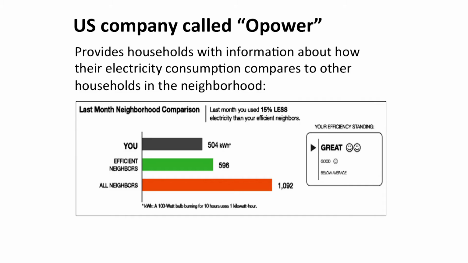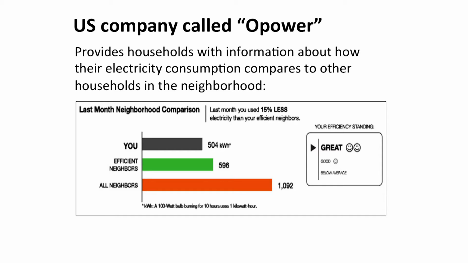The first type of information provision is the most neutral. The second and third types are intended to be more focused and persuasive. Let me give you an example of providing information on social norms. There is a new company in the United States called O-Power. It recently had its first initial public offering.